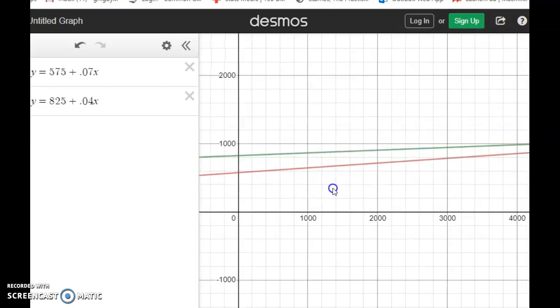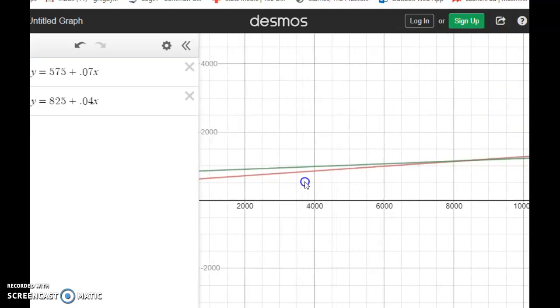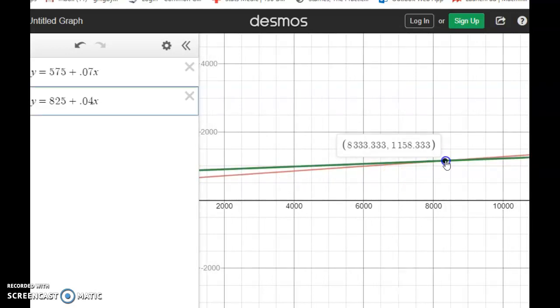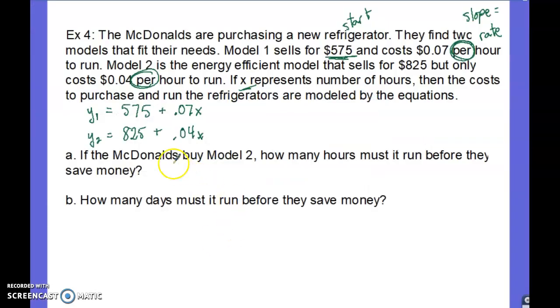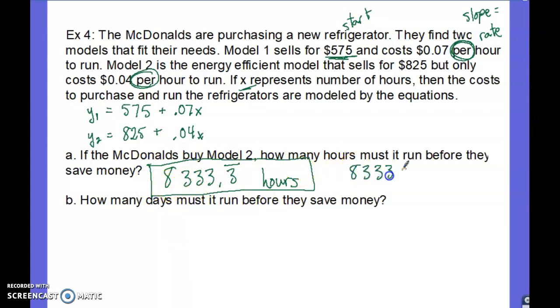So what we need to do is zoom out until we find that point of intersection, which is all the way over here. They need to run this machine for 8,333 hours. 8,333.3 repeating hours. If you round it, I'd be fine if you did. This gives you the exact answer. I'd also be fine if you changed it to 8,333 hours, and 1/3 of an hour would be 20 minutes. Is also the same. So how many days must it run before they save money?